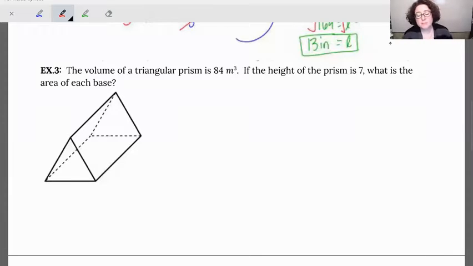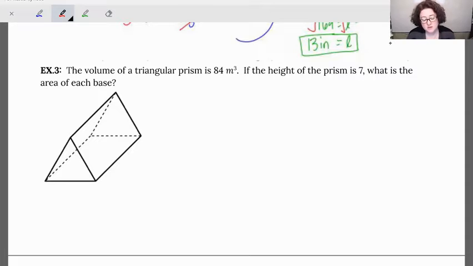So now let's look at example 3. So the volume of a triangular prism is 84 meters cubed. If the height of the prism is 7, what's the area of the base or each base? And so, that wording is important. When you have a prism, again, you technically have 2 bases. When you're thinking about the terminology here, it says triangular prism.